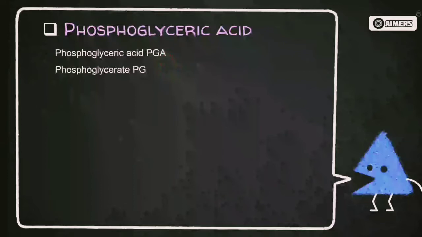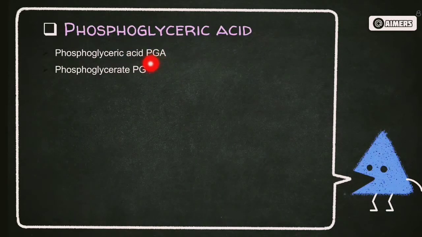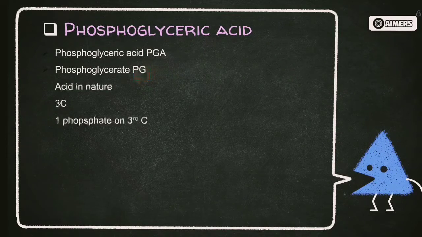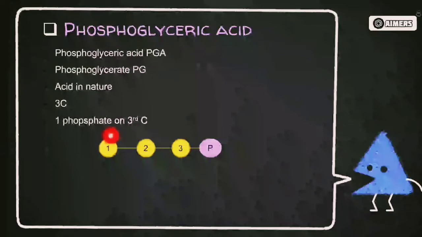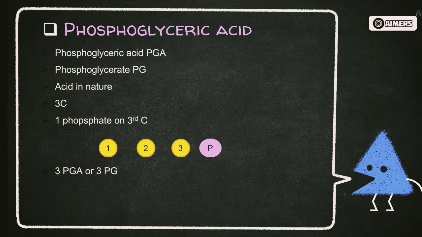The difference over here will be the abbreviation. It is called PGA and it is written as only PG. Got it? Now, do remember, it is obvious from the name that it is acid in nature and it contains 3 carbon. Phosphoglyceric acid contains 3 carbon and it contains only 1 phosphate group on the 3rd carbon. Look at the structure over here. Phosphoglyceric acid contains 3 carbon atoms, 1, 2 and 3, and the phosphate group is only attached to the 3rd carbon. That's why it is called 3-phosphoglyceric acid or 3-phosphoglycerate.